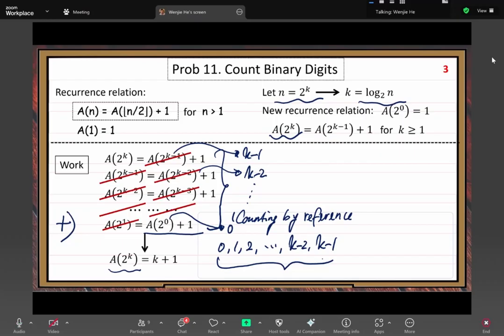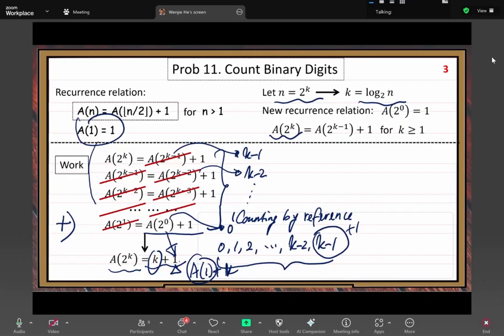How many integers here, from 0 through k minus 1? Don't plus 1, because this is k minus 1 plus 1. So the end is k minus 1, and that's why we have k. But why this 1? Because this 1 is the a value. Because a of 2 to the 0, that's a of 1, plus k. A of 1, that's 1. That's why we have k plus 1.